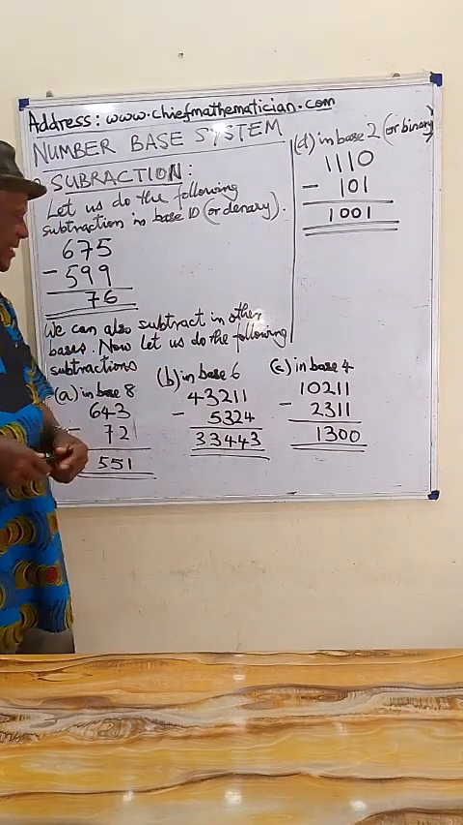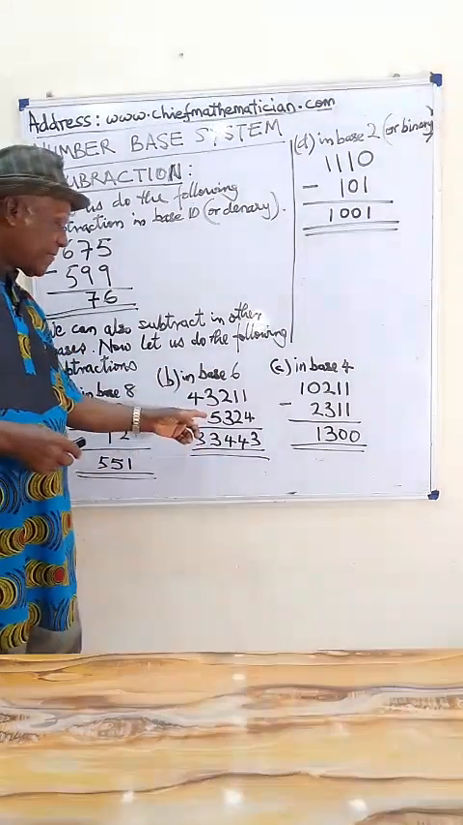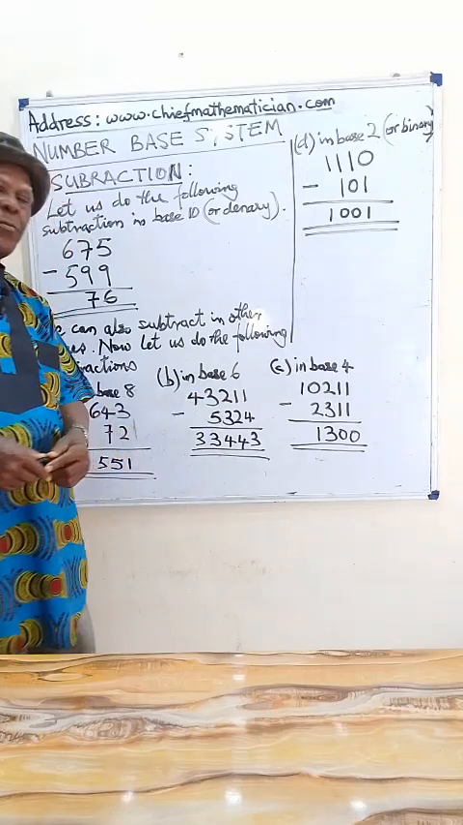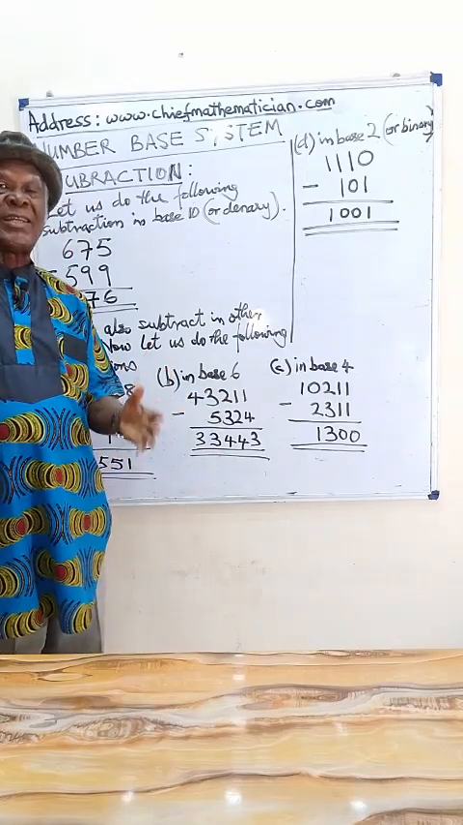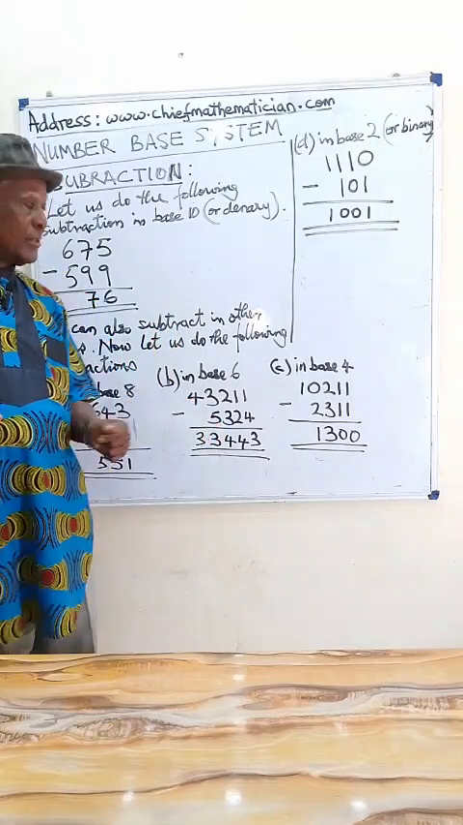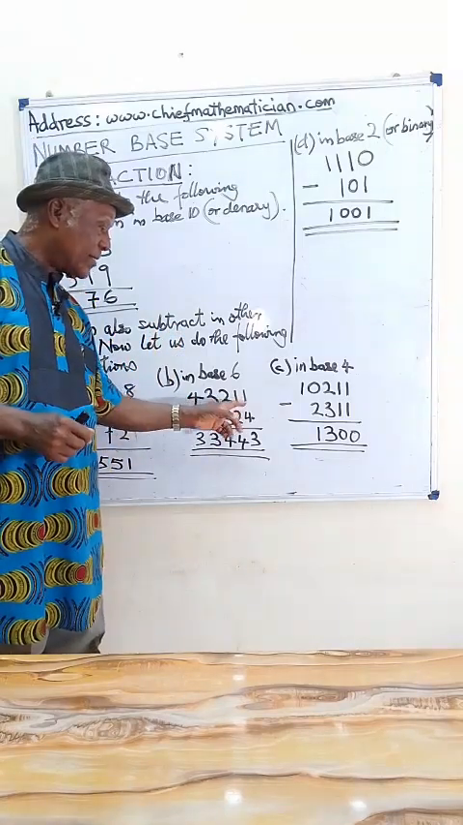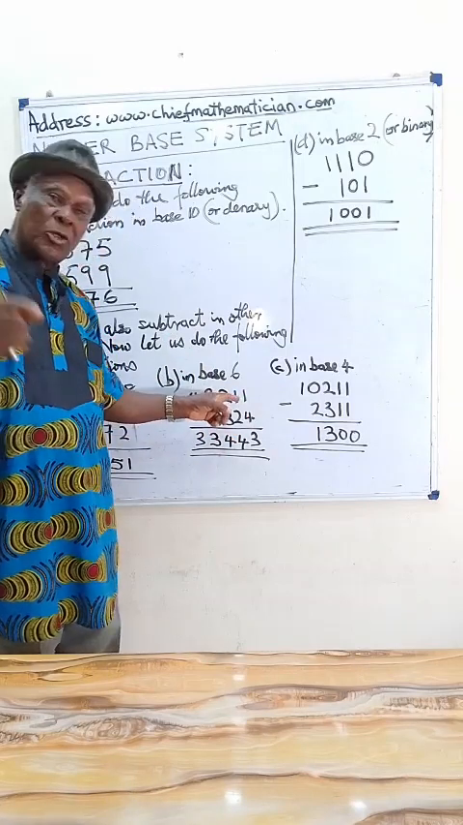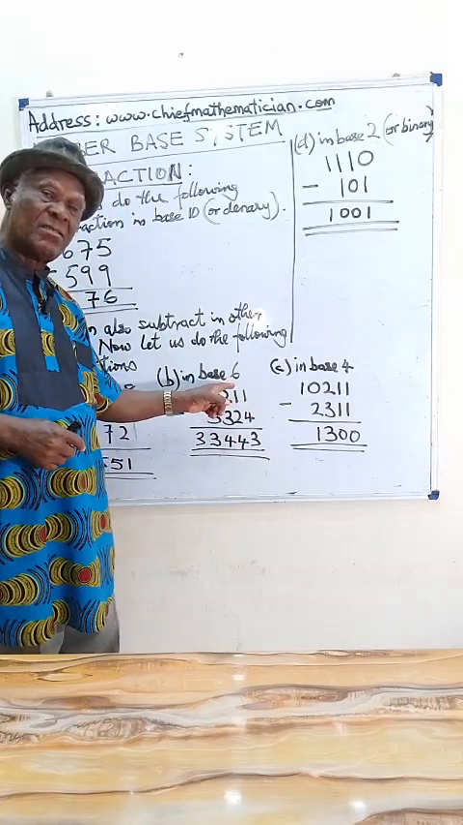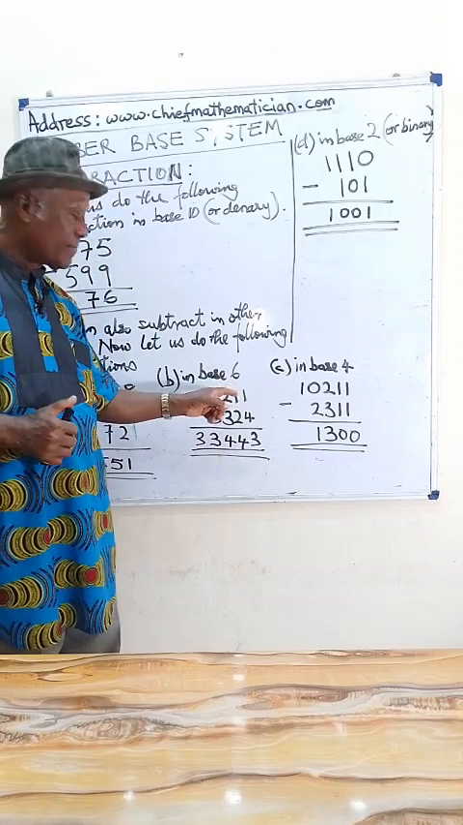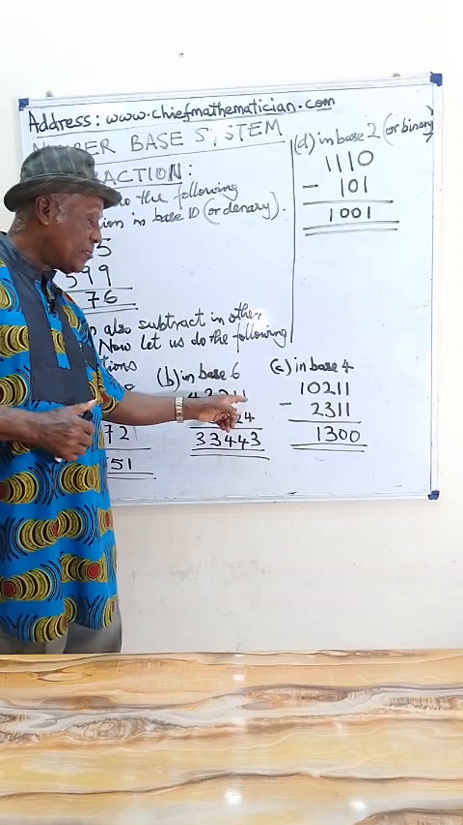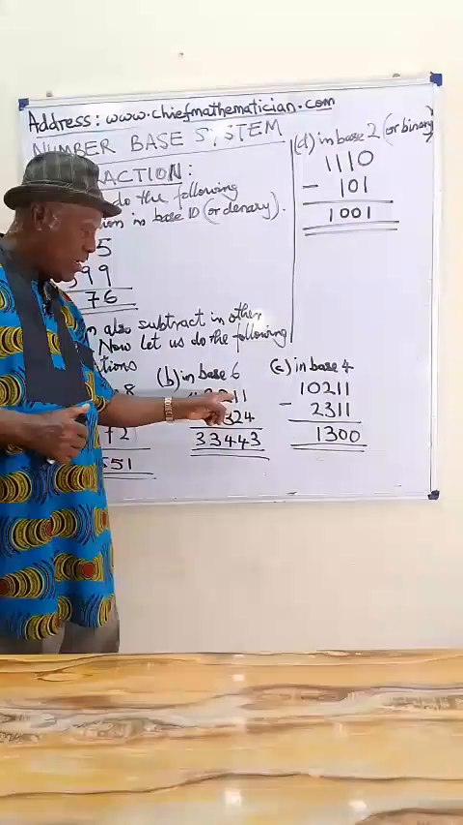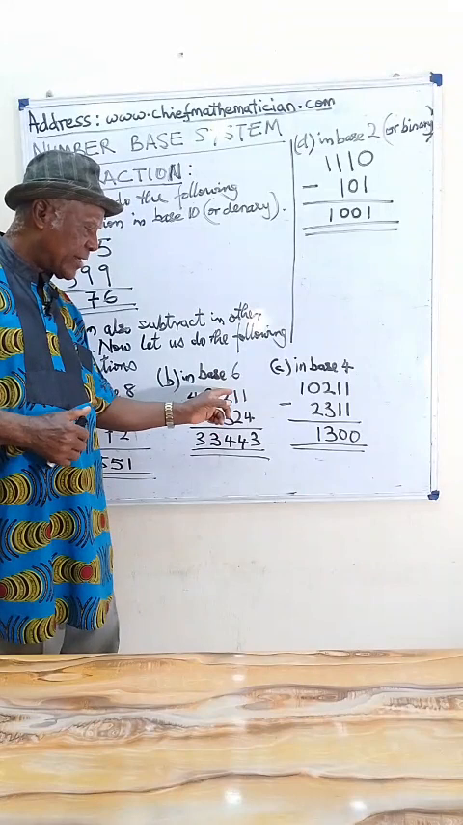In base 6, we have to subtract 5, 3, 2, 4 from 4, 3, 2, 1, 1. Again, now we know that we are operating in base 6. 4 from 1 is not possible. You go back and borrow 1. The one you are borrowing represents 6. One bundle of 6. 6 plus 1 will give you 7. 4 from 7, 3. You have borrowed this one, so 0 is left there.